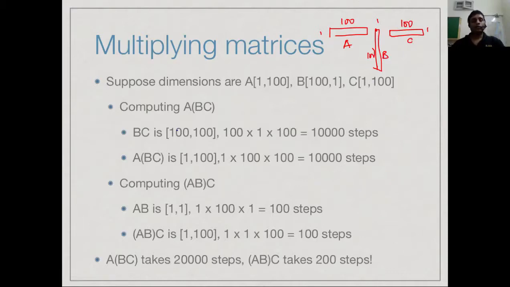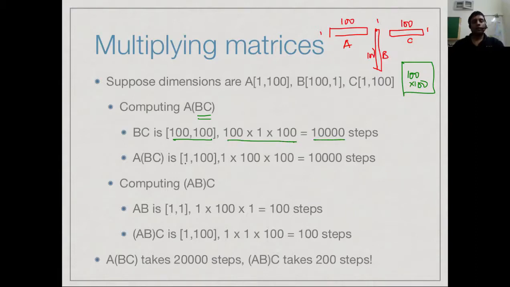Now supposing I do B times C first. If I do B times C, this 100 will now blow up and I will get a big matrix which is 100 by 100, because I'll have 100 rows here and 100 columns there. The final thing is going to have the number of rows in B and the number of columns in C. So the B times C matrix is actually 100 by 100. And how many steps does it take? It takes m into n into p, which is 100 into 1 into 100, which is 10,000 steps.